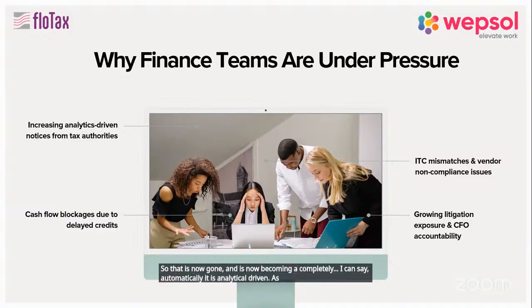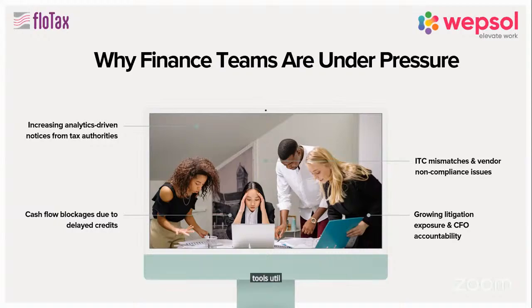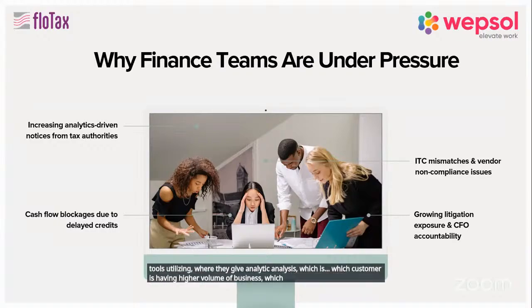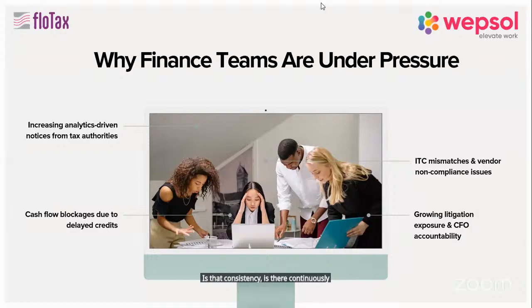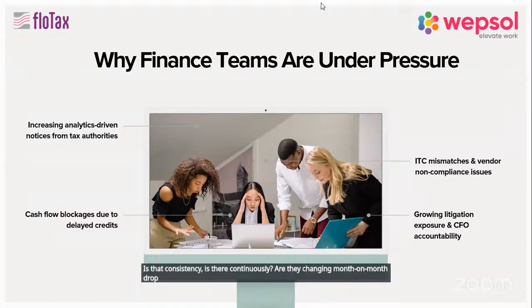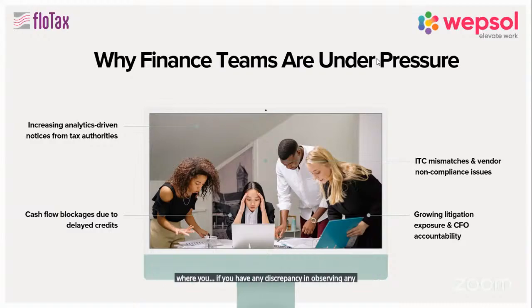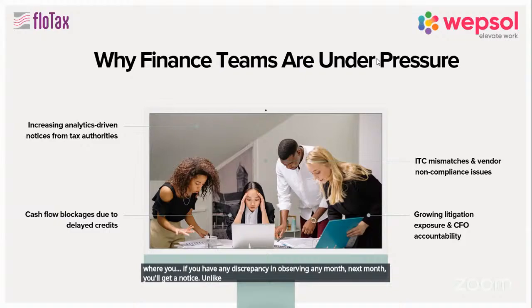As I said, the department is now using AI. With that AI, they are utilizing a lot of tools which give analysis: which customer has a higher volume of business, which customer is under the 18% bracket or 24% bracket. Is that consistency there continuously? Are they changing month on month, to 5%, 10%, 12%, like that? All that analysis the department is doing, and then there is a sharp rise in analytics-driven notices from tax authorities, which are being issued very fast. If you have any discrepancy in any month, next month you'll get a notice, unlike earlier on a quarterly or yearly basis.